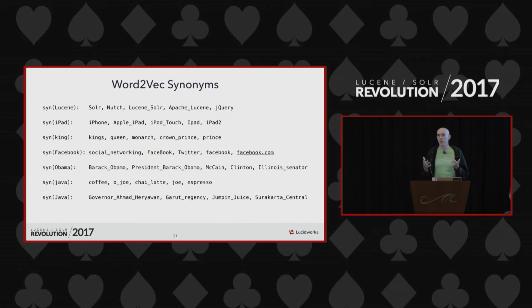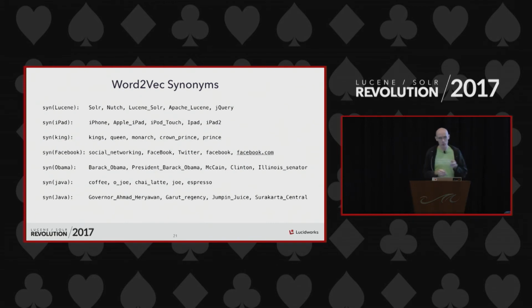Synonyms are one thing you can do with Word2Vec that's great, and it's a little weird, because is a synonym for Obama McCain? No, it's not a synonym. They occur in the same context in Google News. This is what this model is doing. It's finding things that occur in the same places in sentences. It's the distributional hypothesis at work.